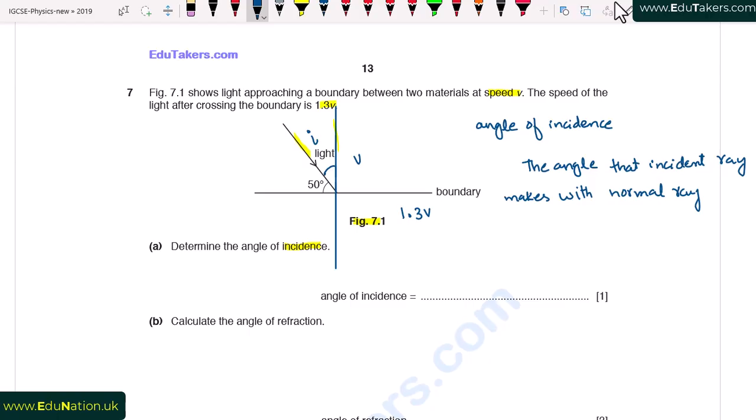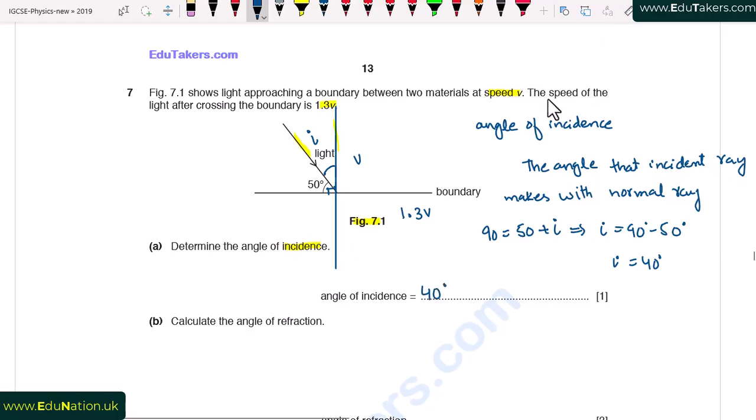So here this angle is basically 50. The whole angle from this to this is 90. So I write here 90 is equal to 50 plus I. Here we have to find out the value of I. It will be equal to 90 minus 50, and it is 40. So the angle of incidence is equal to 40 degrees.